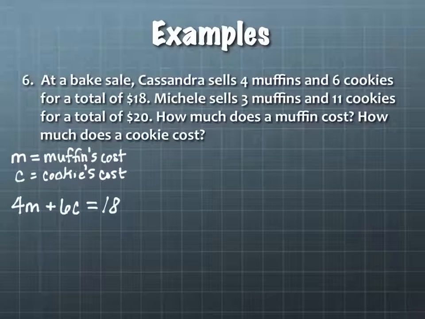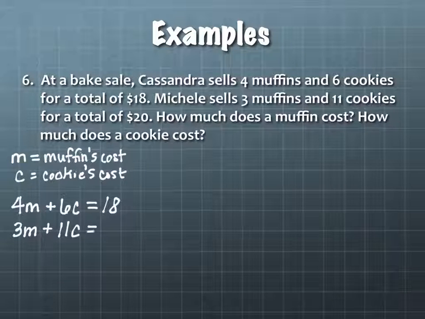On the second one, Michelle sells 3 muffins. So how much money does she make from her muffins? 3M. And she sells 11 cookies, so she makes a 11C profit on those. And it equals 20. Right.